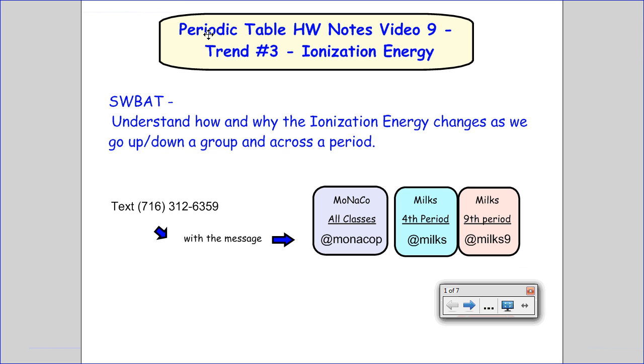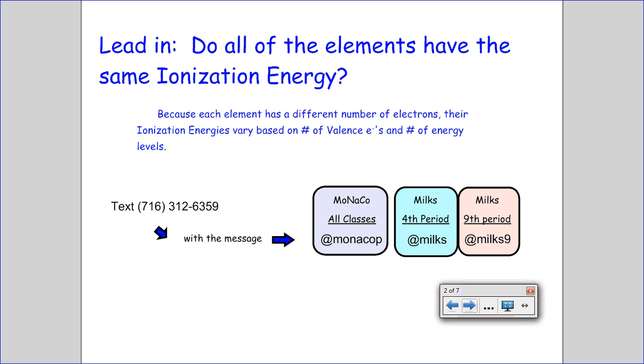9th homework video. Our third trend on the periodic table, we're going to talk about ionization energy today. You're going to understand how and why ionization energy changes as we go up and down a group and across a period. Ionization energy is this term that we use to describe how easy or hard it is to pull an electron away from an atom and turn it into an ion.